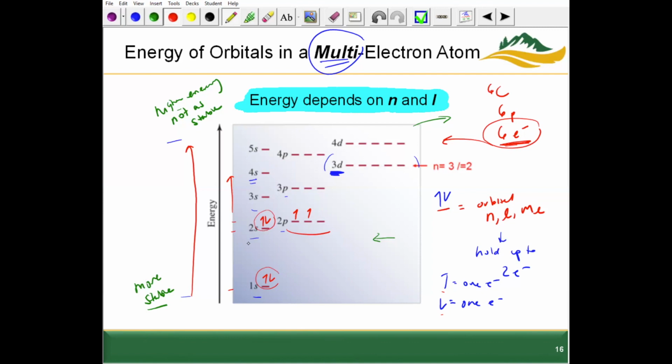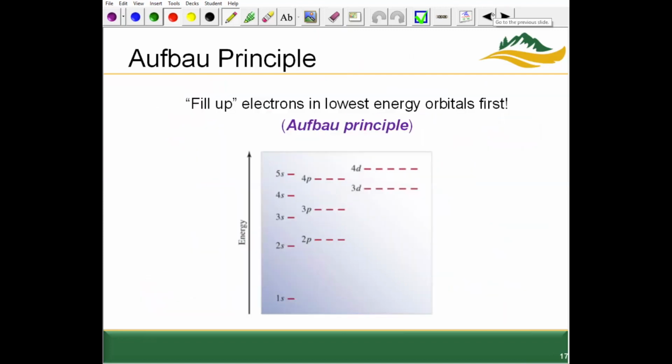Notice that I drew in these electrons like this for the 2 because we fill this subshell, then we fill this subshell, then for this set of orbitals, we fill in 1 electron in one direction at a time. Let's talk more about this in terms of the Aufbau principle.